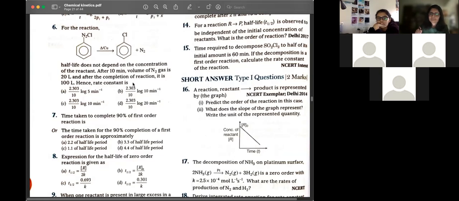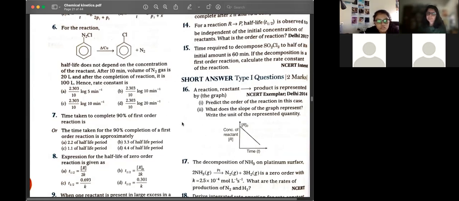Isn't it given in a wrong way? Wait, why is time given in log? Oh, sorry, that's just the unit. Okay. Read the question and note down. You can put in your book what the situation is. Think of it.